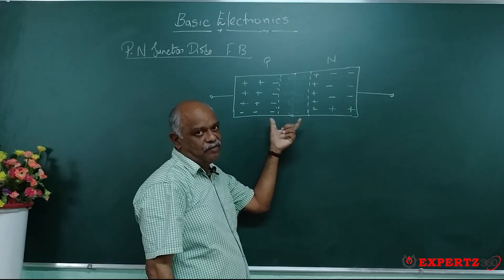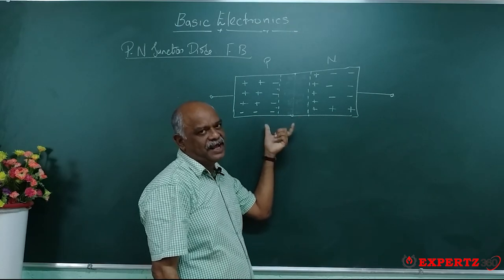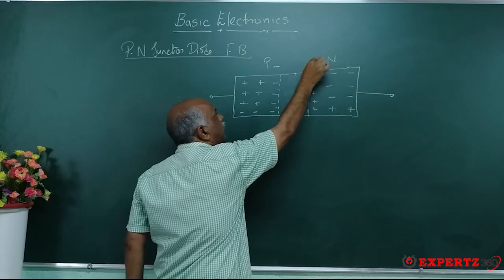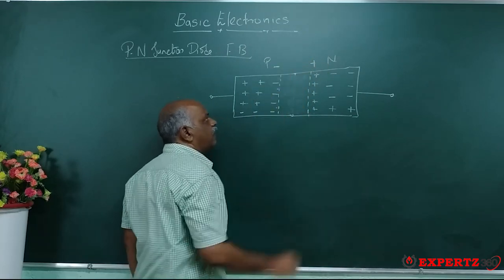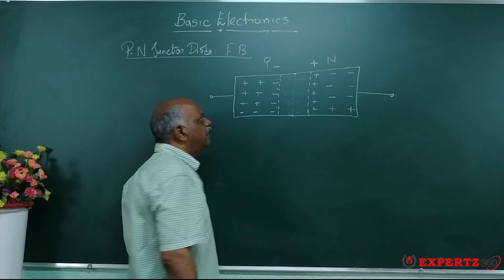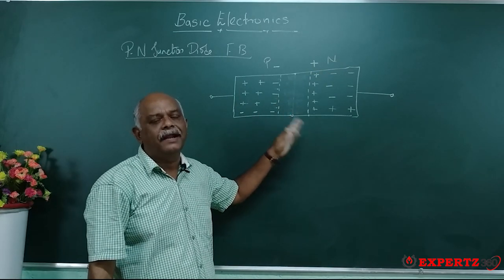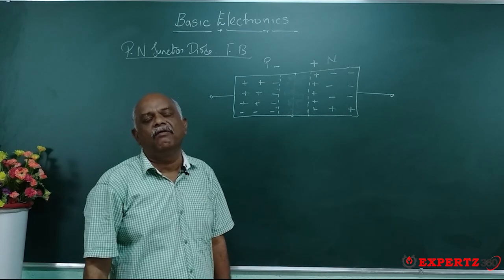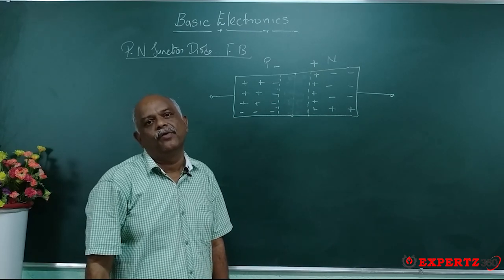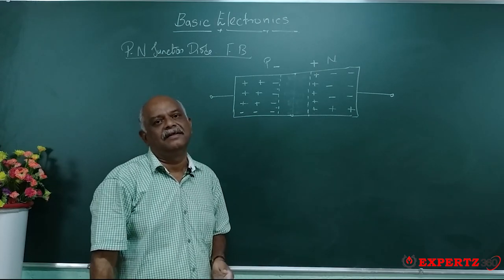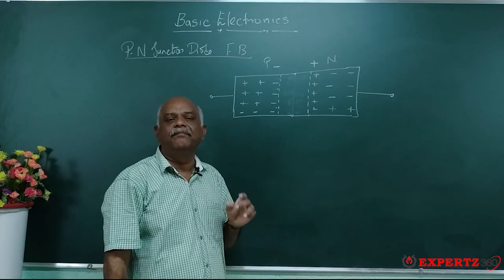which created an electric field, which created a drift current, which created a potential barrier voltage, because see, I call it as a barrier. What? It is a barrier for the flow of holes and electrons. It is a barrier for the flow of majority carriers. So that is why there was no flow of current. Clear? That's why I called it as a barrier.